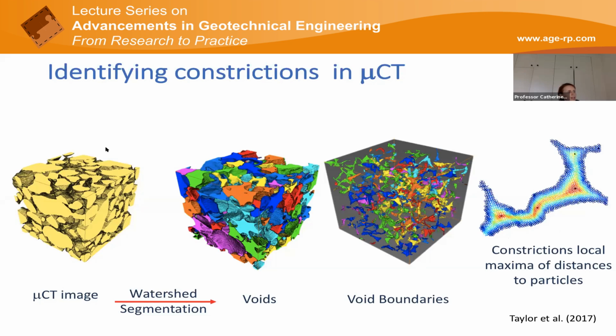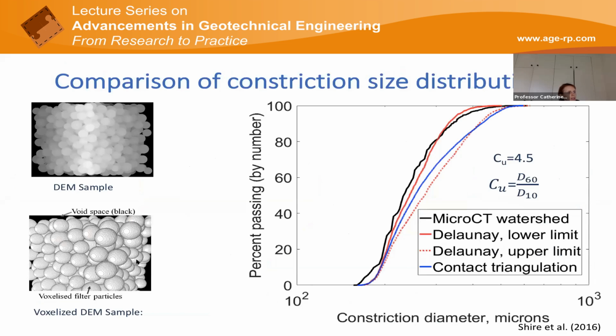And we've taken a DEM sample and converted it into the same data set we used in our microCT analyses, and found that we got broadly similar results for the two approaches. We wouldn't expect them to be exactly the same because there's a degree of ambiguity in what is a void. The void space is continuous, and how you partition it is never going to be completely objective.